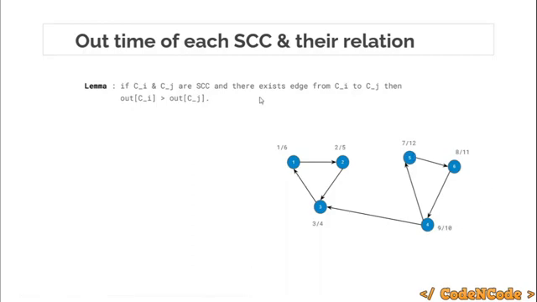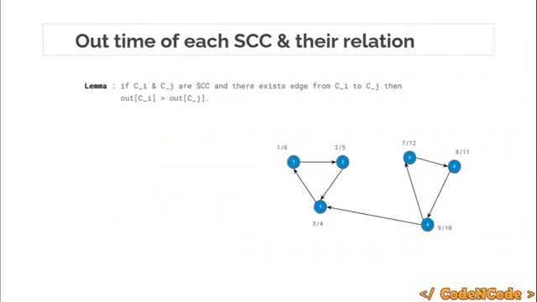So the claim, the lemma, is that if there are two strongly connected components which are connected, and connected means there exists an edge, so if there exists an edge from SCC Ci to SCC Cj, then out time of Ci would be greater than the out time of Cj. This is the claim. If there is an edge from A to B, then out time of A would be greater and out time of B would be smaller. This is the claim. Now what is the proof?